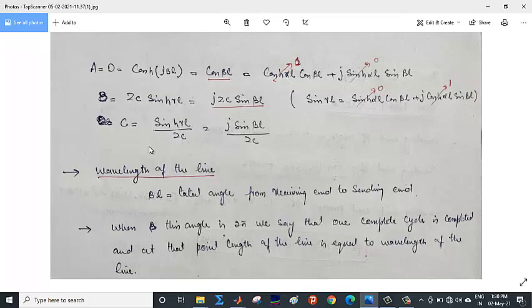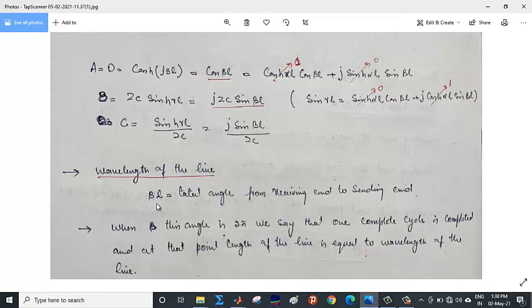Now let us move to the wavelength of the transmission line. What is the wavelength of the transmission line? We know that this beta L is the total angle from receiving end to sending end. That is, beta L is the angle by which the sending end leads with respect to the receiving end. Or we can say the sending end voltage leads the receiving end voltage by beta L.